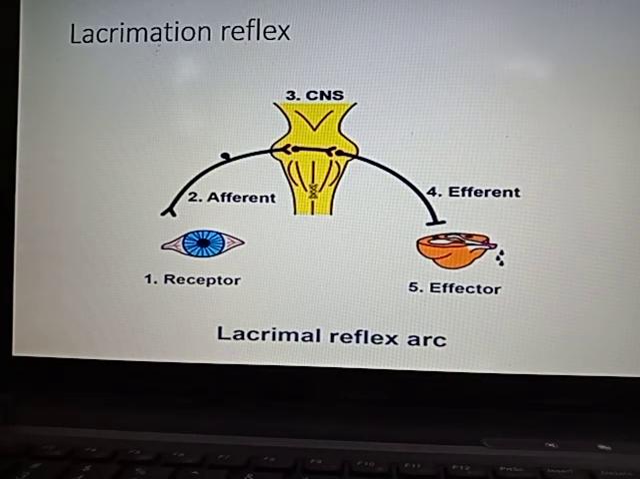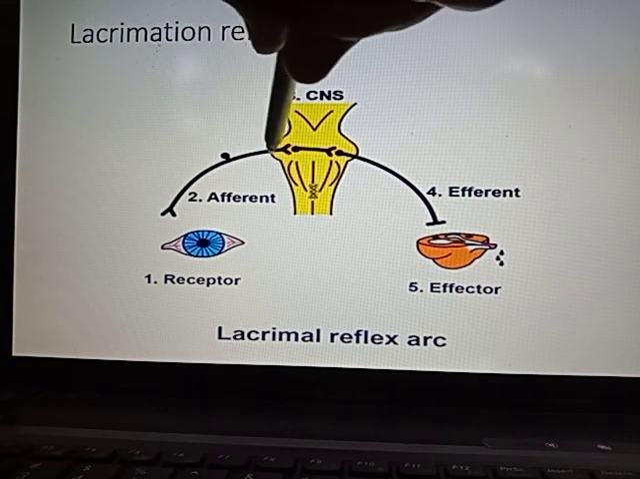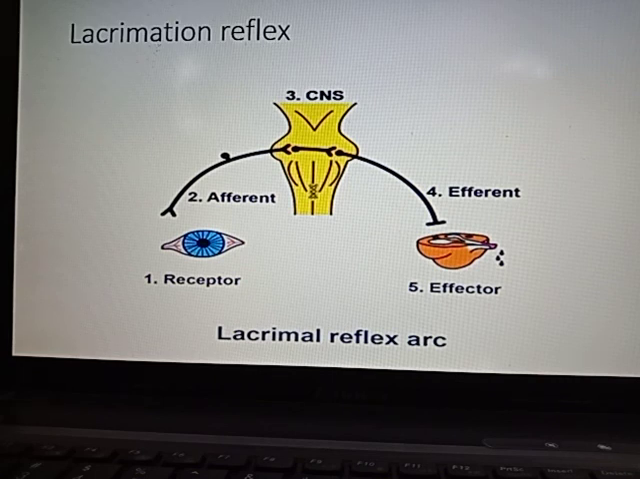The afferent limb of the reflex involves branches of the ophthalmic nerve, with an additional contribution from the infraorbital nerve if the conjunctiva of the lower eyelid is involved. So this part is mainly formed by the ophthalmic nerve when the receptors of the corneal conjunctiva are irritated or stimulated. So what happens then? Impulses enter the brain and spread by interneurons to activate parasympathetic neurons in the superior salivatory nucleus, which is associated with the facial nerve, and sympathetic neurons in the upper thoracic spinal cord.